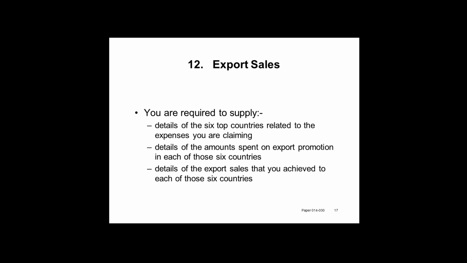When the claim is lodged on export sales, your clients have to give a bit more information: details of the top 6 countries related to the expenses that they're claiming, details of the amount spent in each of those countries, and the details of the export sales that they've made to those countries. That's the top 6 countries.